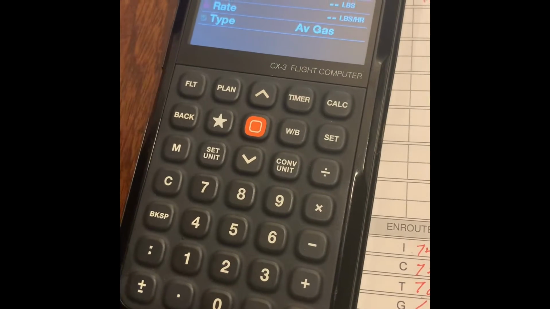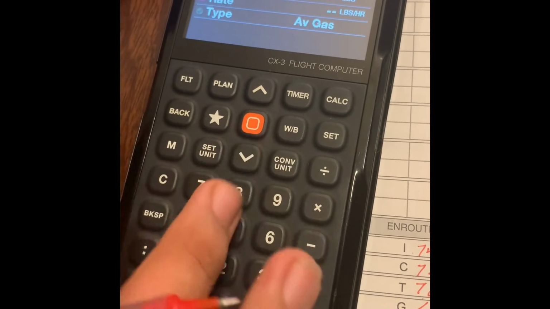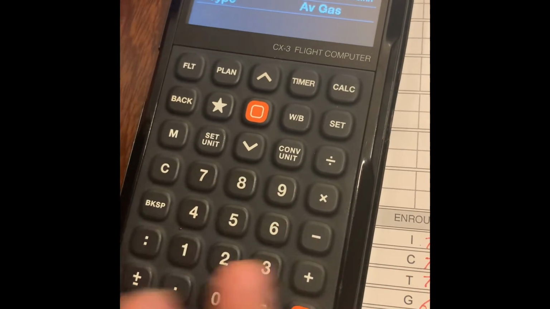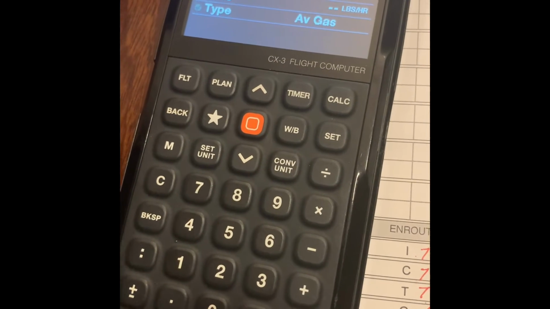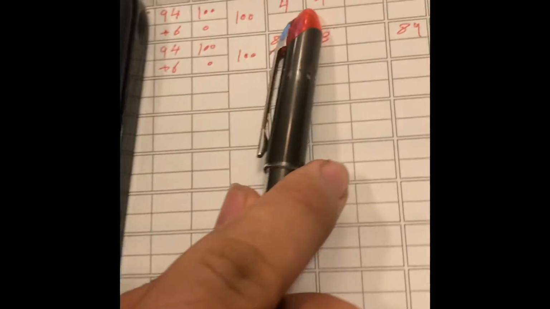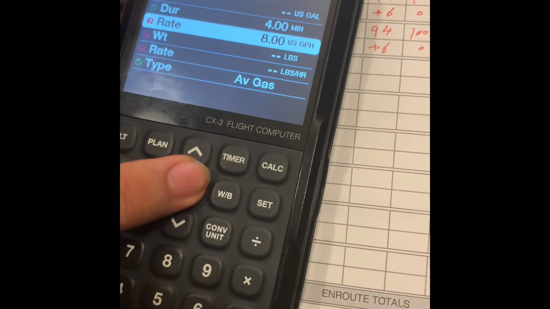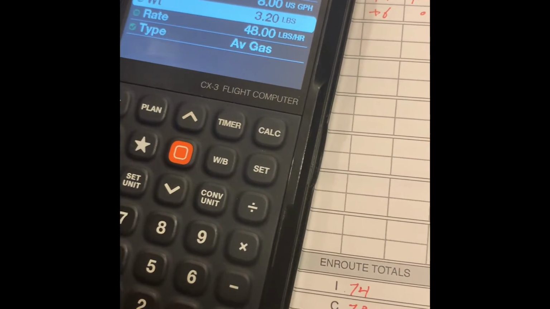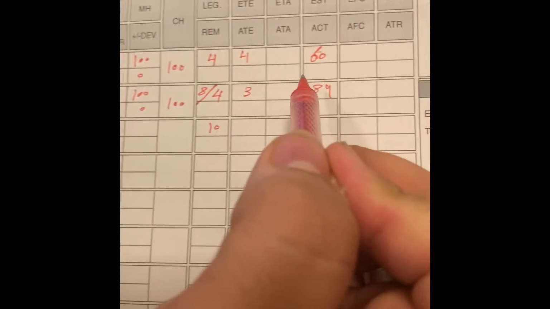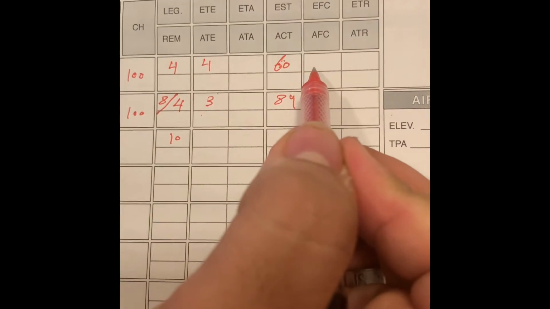All right, so on that part we're just going to play with only 2 things. How much fuel are we burning per hour? As we calculated, it's about 8 gallons. And how many minutes are we going to be traveling? So the first point here will be 4 minutes. So we're going to put 4, and we're burning 8 gallons per hour. So we're burning 0.53. Okay, so we're going to put 0.53 here for fuel. But we're making a mistake here.